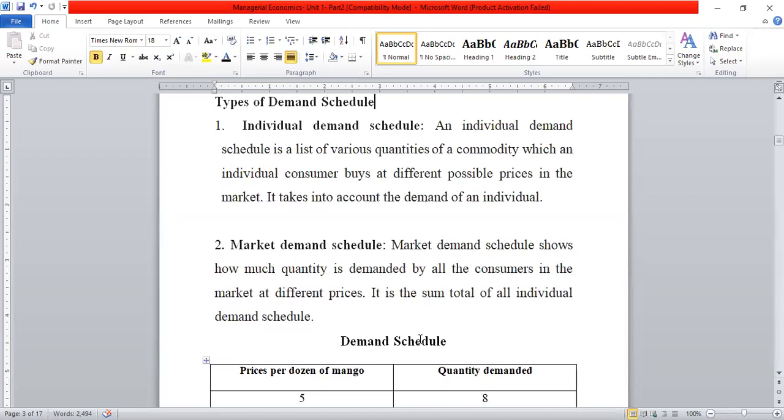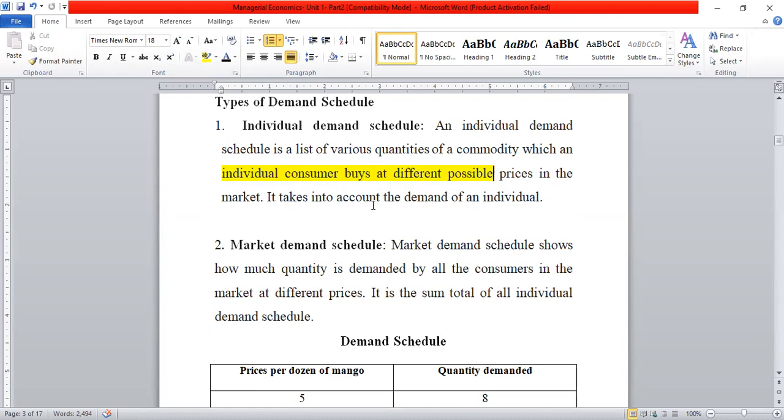So what is an individual demand schedule? An individual demand schedule is a list of various quantities of a commodity which an individual consumer buys at different possible prices. This is the main part: the different quantities of commodities which an individual consumer buys. That is the more important area.